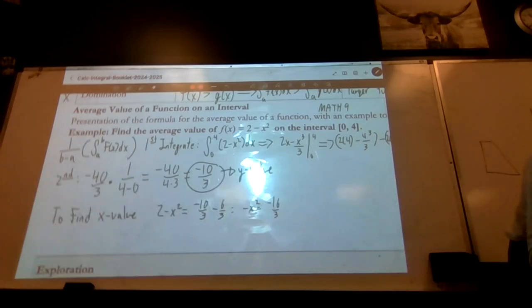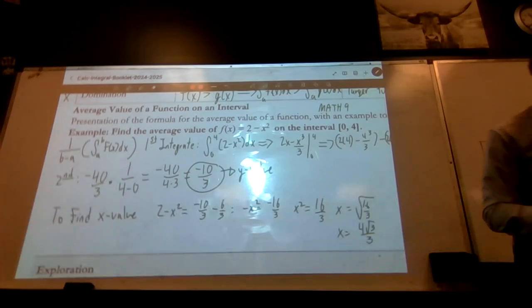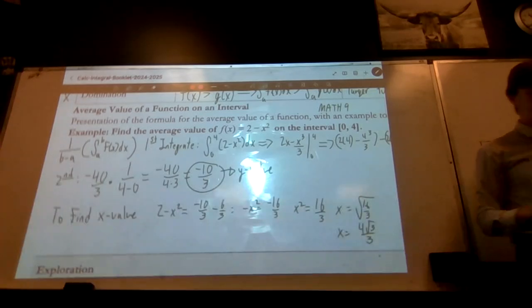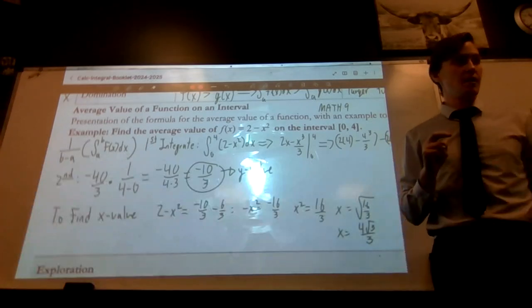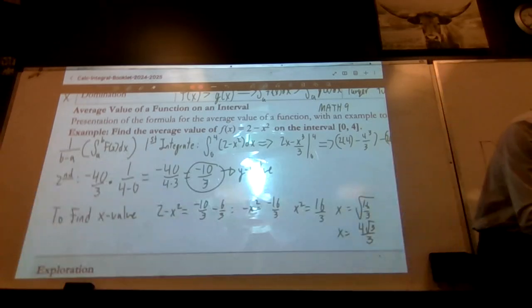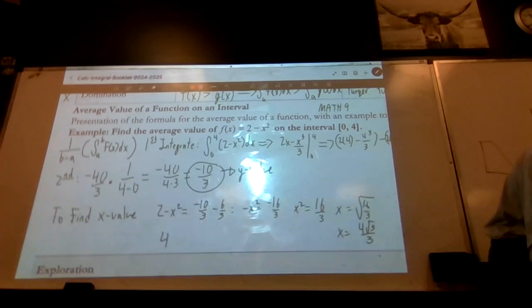And I'm going to keep messing up all the time, don't worry. X squared is equal to 16 over 3, therefore x equals the square root of 16/3. And you can rewrite that as 4 root 3 over 3, and that would be our x value. So at 4 root 3 divided by 3, we will get our average value.